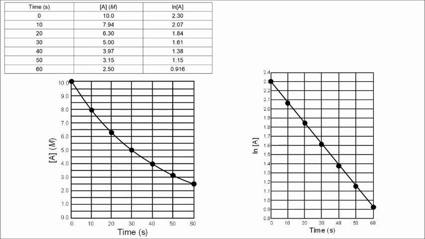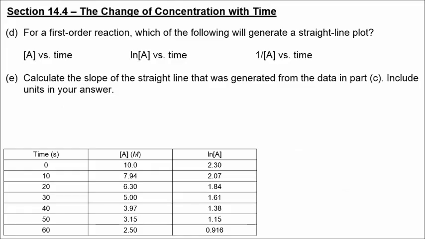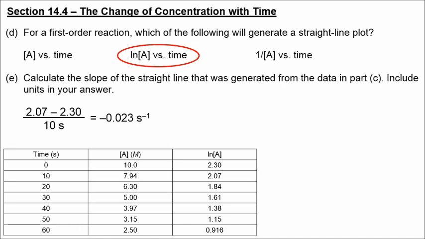2.30, 2.07, that's a difference of 0.23. 2.07, 1.84, that's also a difference of 0.23. So every single time we go down by 10 seconds, the change in the natural log of A is 0.23. So for a first order reaction, a straight line plot is generated by natural log of A versus time, and the slope of that line is equal to negative 0.023 inverse seconds. Notice that the unit is inverse time.